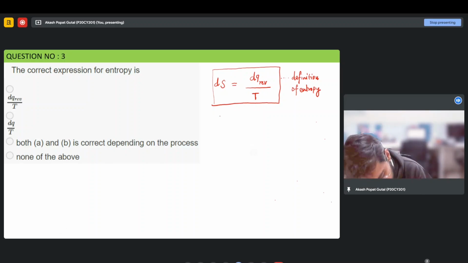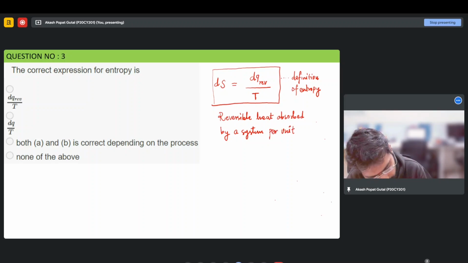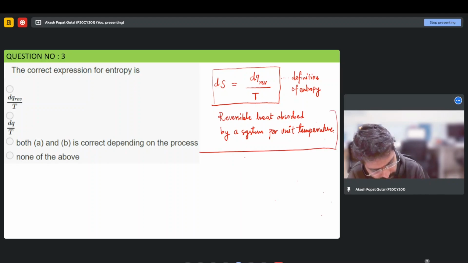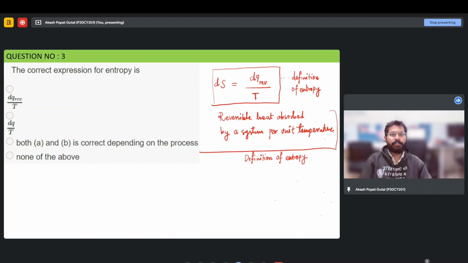So we can say the reversible heat absorbed or released, anything absorbed by a system per unit temperature. So this is the definition of entropy. Fine. That's why the correct answer is option number A.